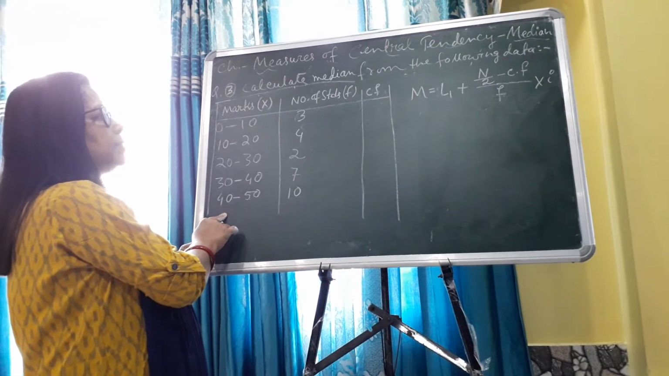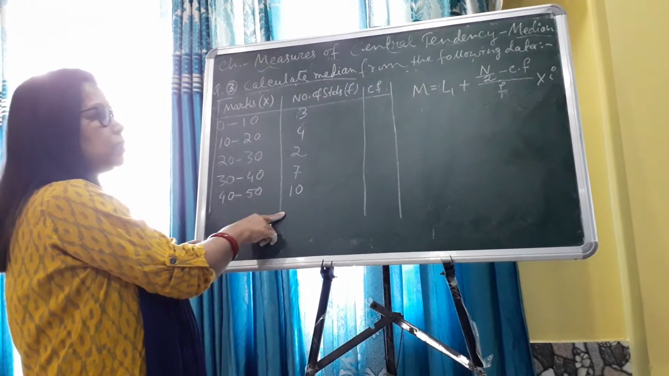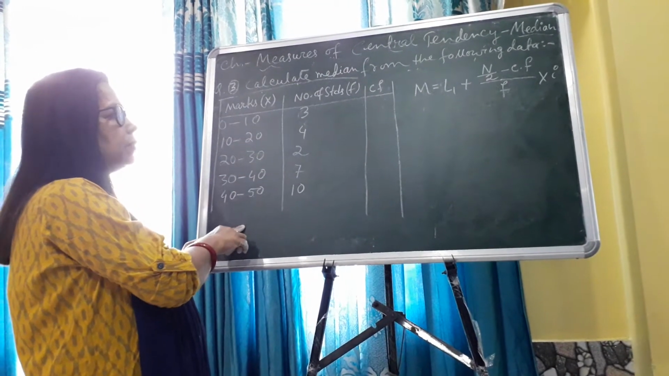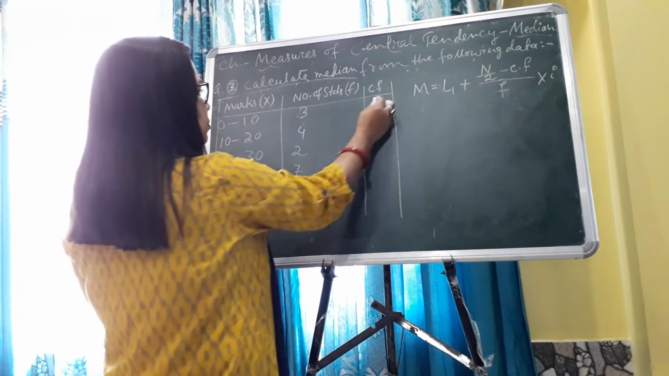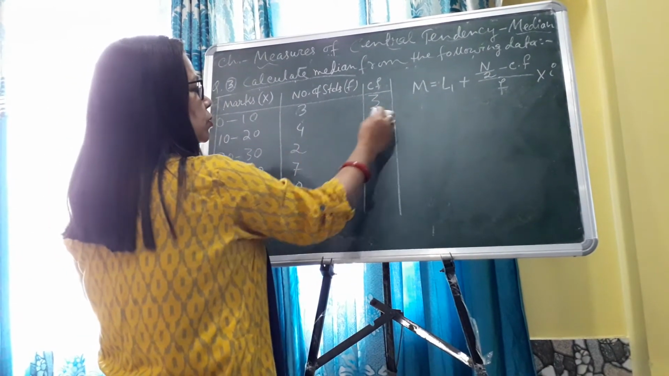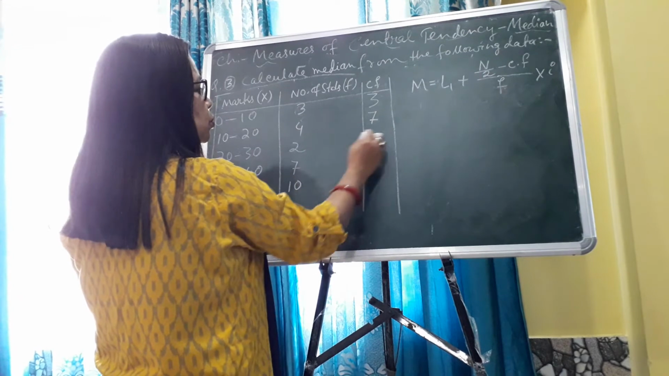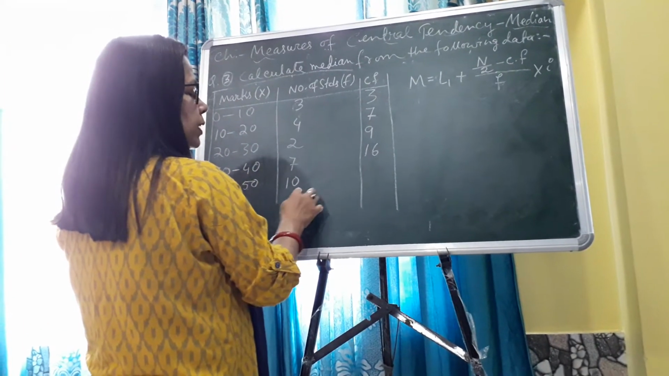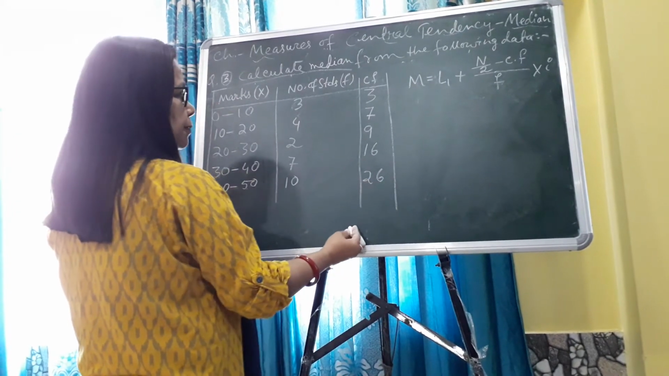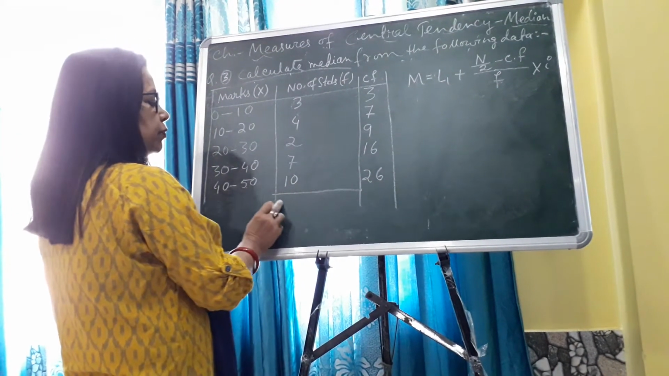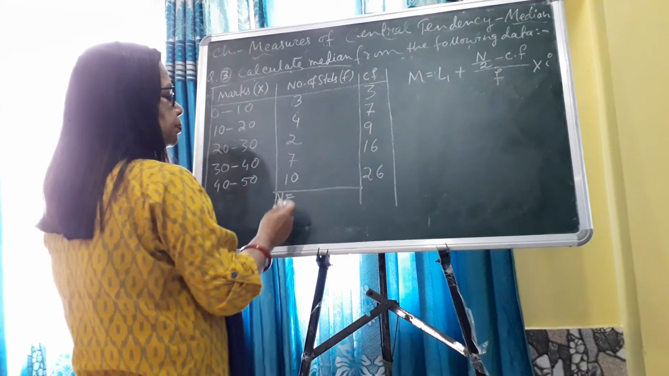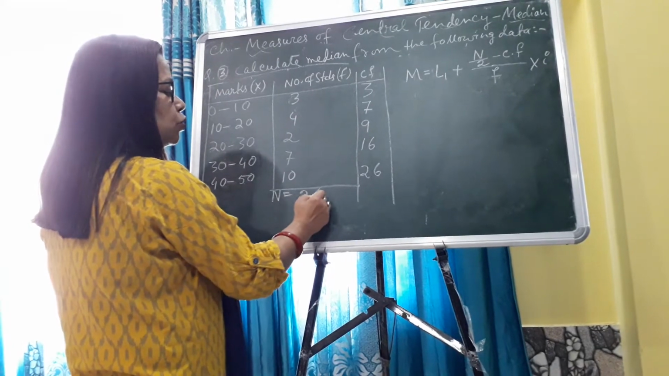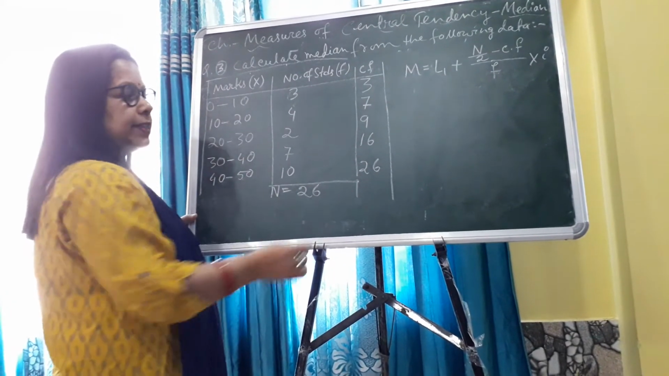In continuous series, frequency values are given here. So only one column you have to calculate. This is the CF column. So you calculate CF: 3, 3 plus 4, 7, 7 plus 2, 9, 9 plus 7, 16, 16 plus 10, 26. Now the total number in the frequency column is 26. So here 26 and 26 are the same.